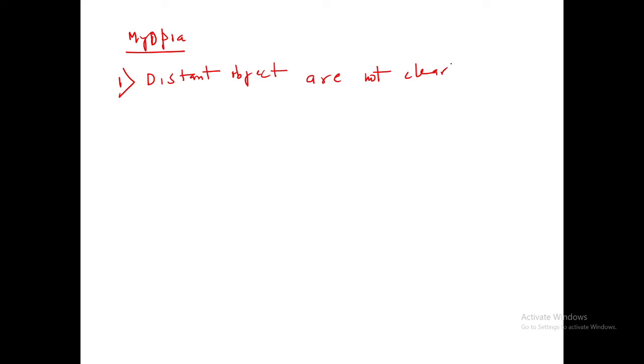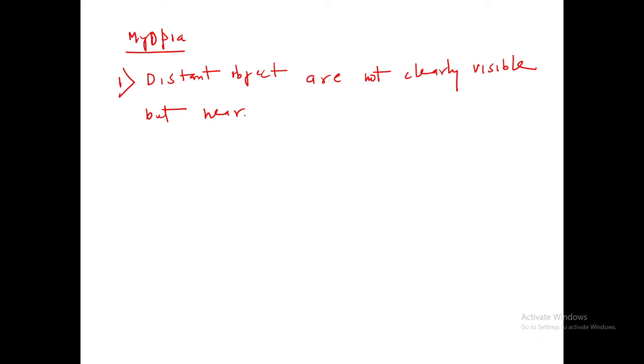So again I just want to recap all those things. In myopia, also known as short sightedness or nearsightedness, the first thing is that distant objects are not clearly visible.